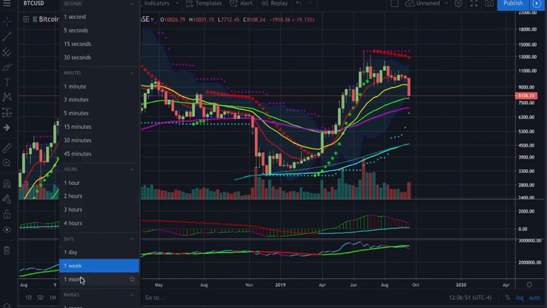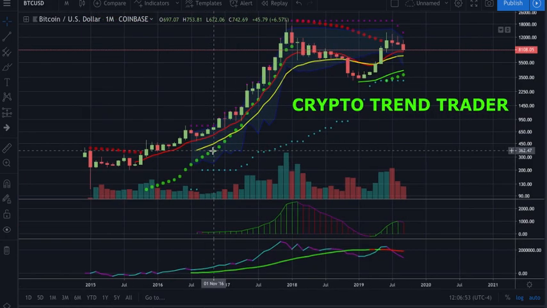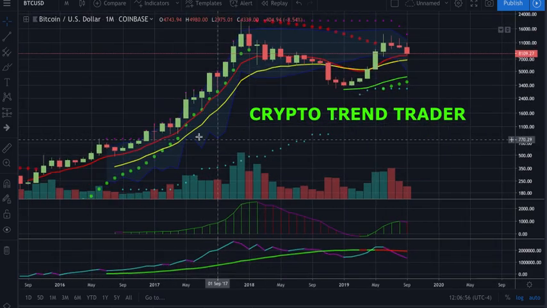I'm going to switch really quick over to the monthly time frame now. And you'll see same deal. We're not going to get populated with as many moving averages, but as long as the red's on top, we're in an uptrend.